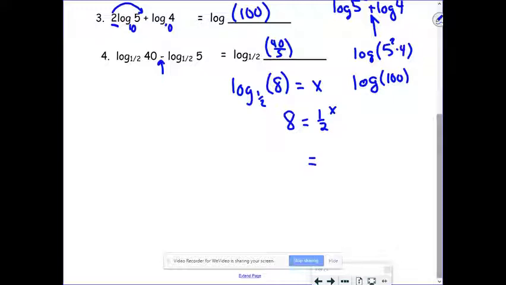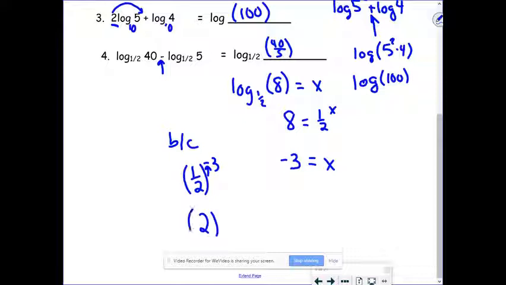So what do we know? X is going to have to be negative in order to flip the 1/2 to be a 2. And 2 to what power is 8? I think that's 3. So I think I should get -3 there. And I could go through and prove it there as well. And there's the 1/2 raised to the -3. Yeah, the negative flips it. 2 to the third is 8.